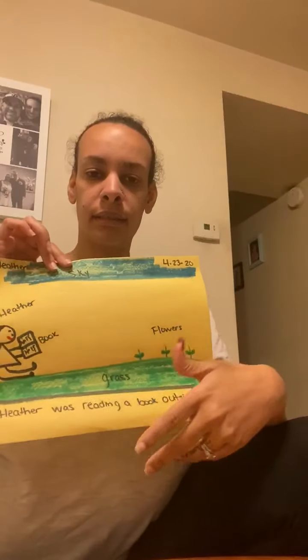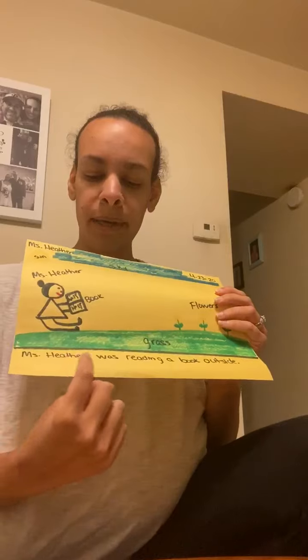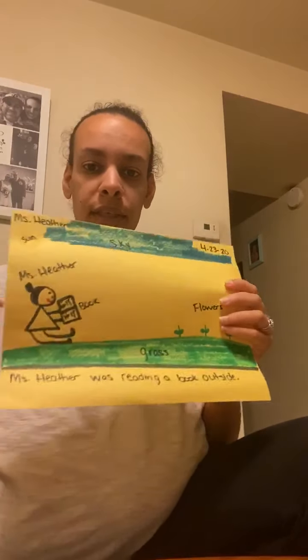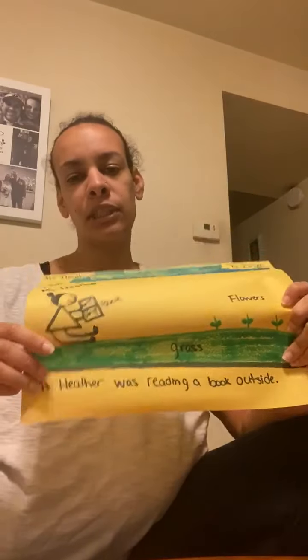I just want to see what you're doing at home and see if you can draw a picture. And then your grown-up at home can help you write your words underneath your line. And once you do your story and your picture, you can send it to Miss Cammie and Miss Heather so that we can see what you're doing at home.